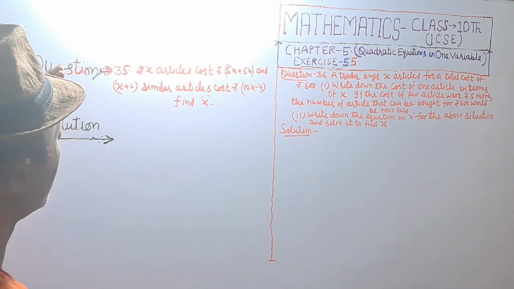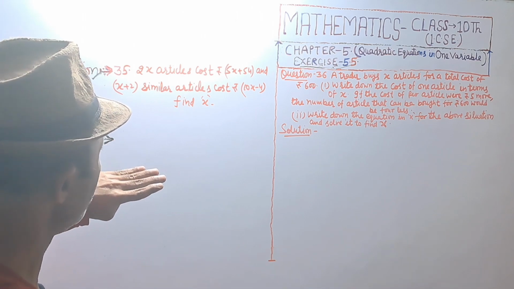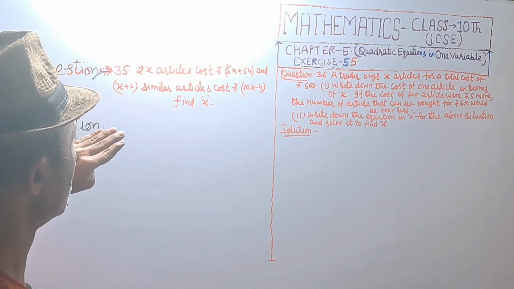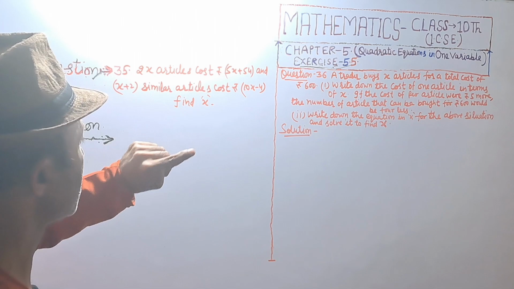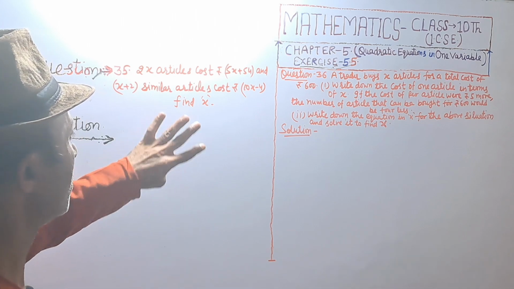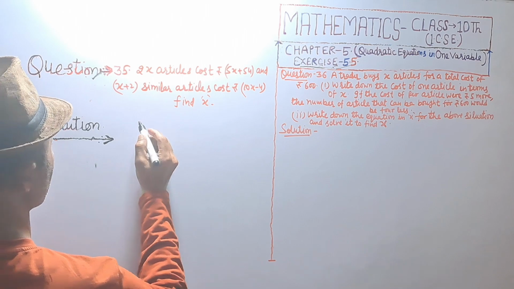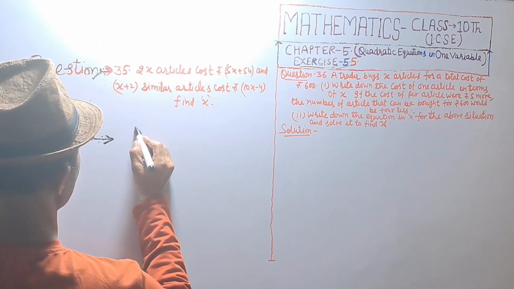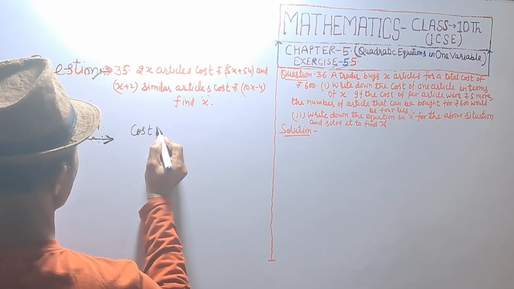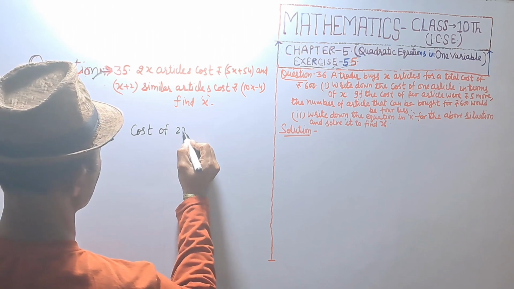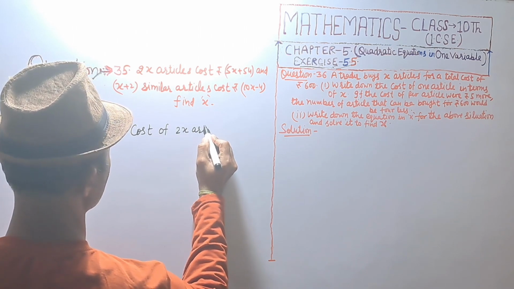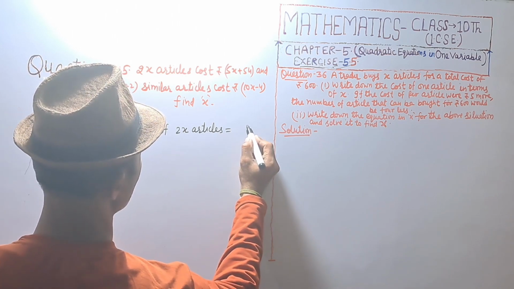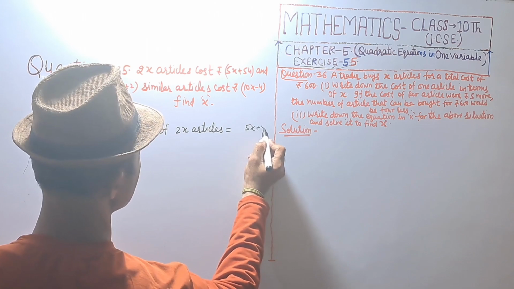Question number 35. 2x articles cost rupees 5x plus 54 and x plus 2 similar articles cost rupees 10x minus 4. Find x. Cost of 2x articles is equal to rupees 5x plus 54.